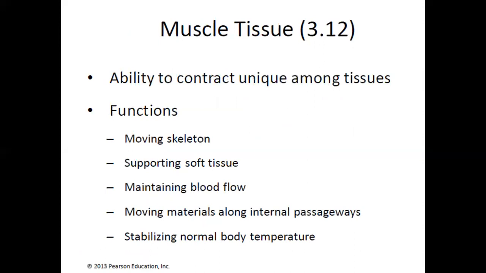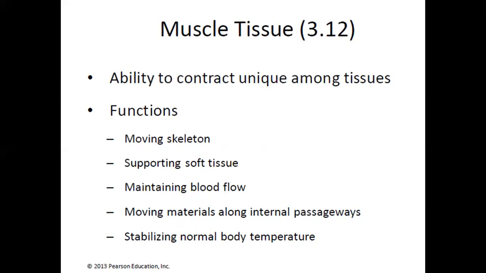Muscle tissue has 3 types, and its job is to contract. It's unique in that it can move the skeleton. So when you walk around, skeletal muscle is contracting so that you can move. It also supports soft tissues, like muscle that creates the walls of certain cavities, like the abdominal pelvic cavities, and maintains blood flow. There's muscle in the wall of blood vessels that can contract and relax to move blood through blood vessels, or help with that passage.